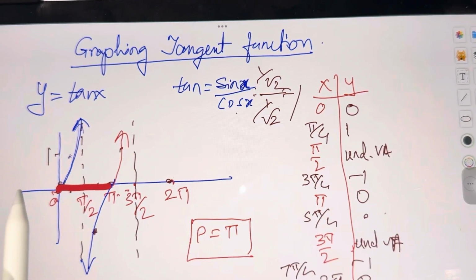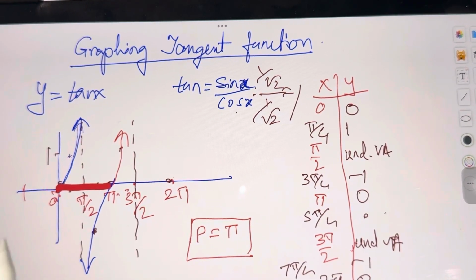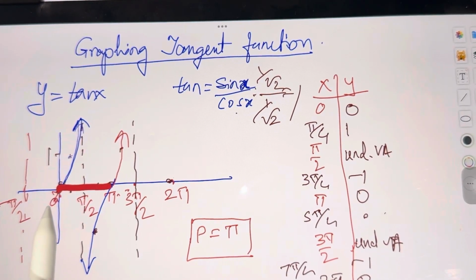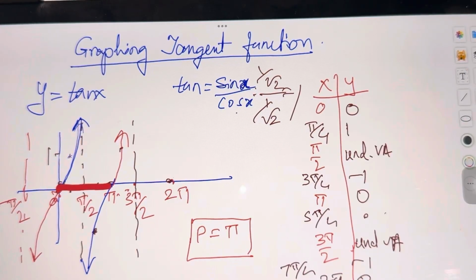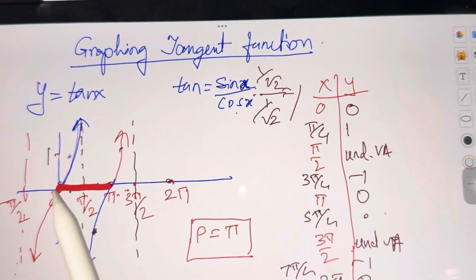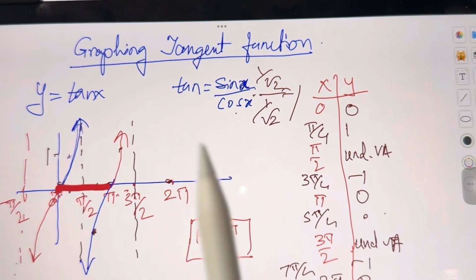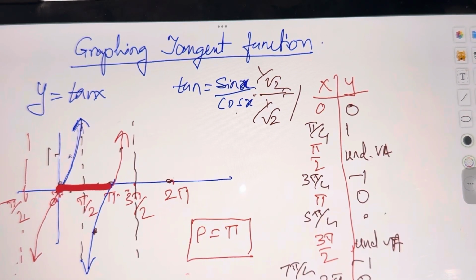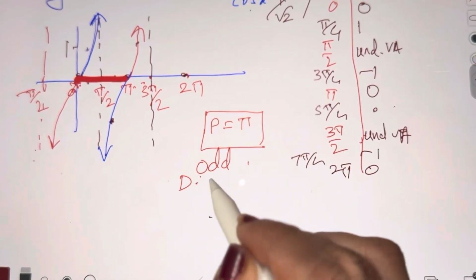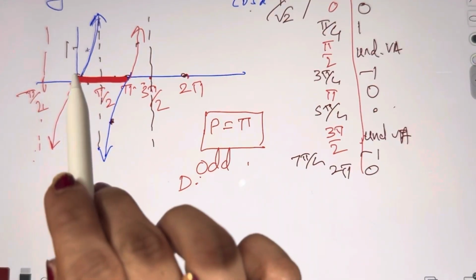Your teacher normally, instead of starting from the origin, starts from negative pi by 2, puts an asymptote there and makes the whole graph, which is perfectly fine. If you see the whole graph, the left side is a reflection over the origin. That means the tangent graph is an odd graph. That is another thing. Next, the domain is everything other than the asymptotes.